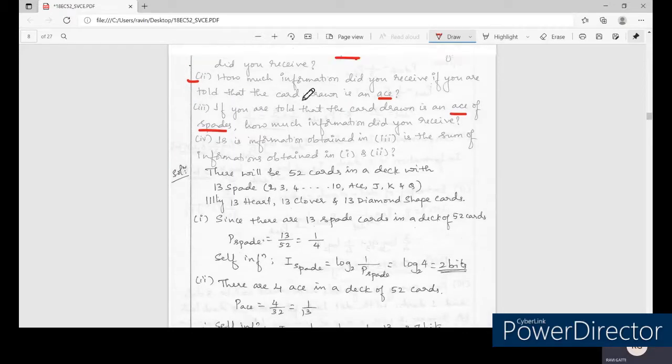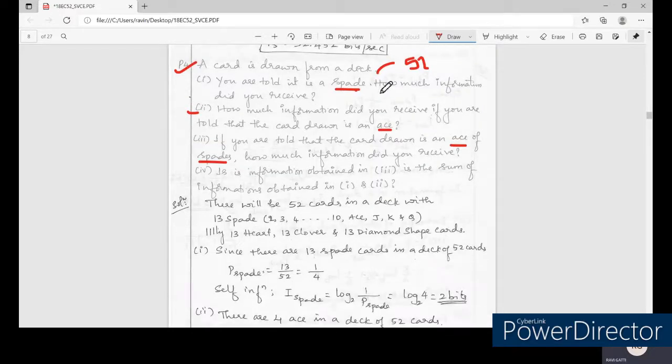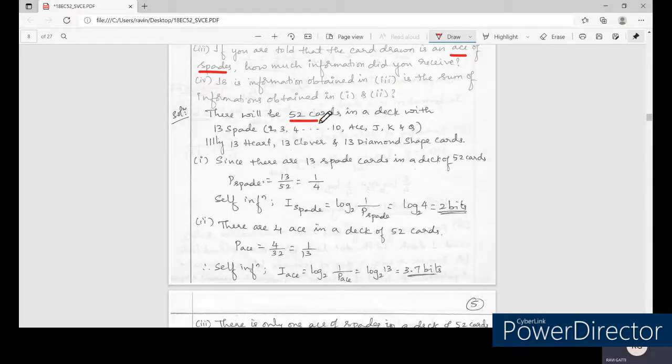In order to solve this problem, first you need to understand how many cards there will be in the deck. As I said, there will be 52 cards in the deck, and the deck has 4 types of cards. What are the 4 types? You will have a spade, a heart, a clover, and a diamond shape. Each suit has a total of 13 cards: spade has 13 cards, heart has 13 cards, clover has 13 cards, and diamond has 13 cards.